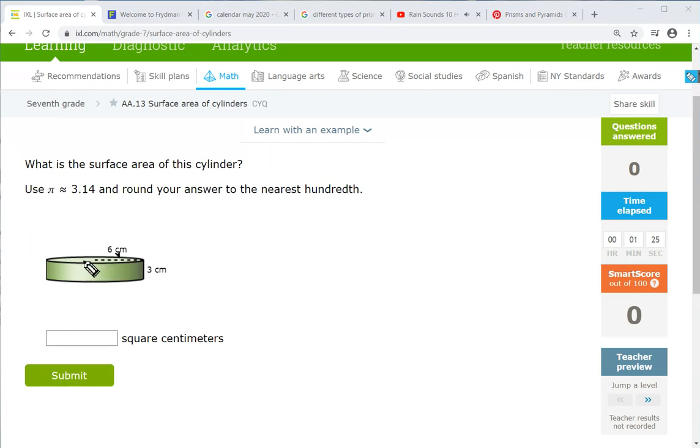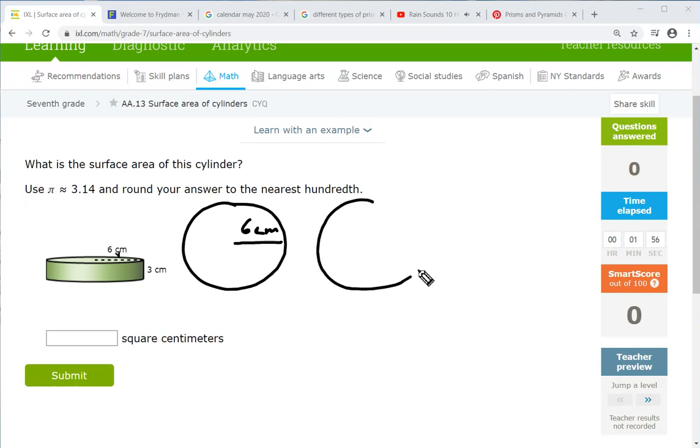Actually, before we did that, let's just break this up. So basically, this top here, we have a circle with a radius of 6 centimeters. So let's draw that out here. We have a circle with a radius of 6 centimeters. I didn't do a very good job there. That should be starting from the middle. So the radius is 6 centimeters. And we have another circle on the bottom, also with a radius of 6 centimeters.